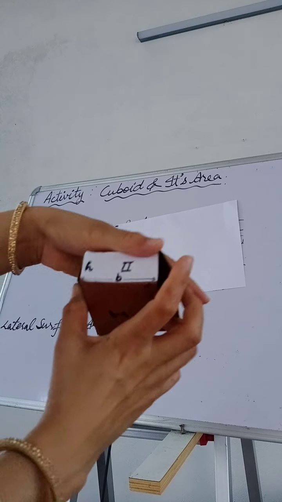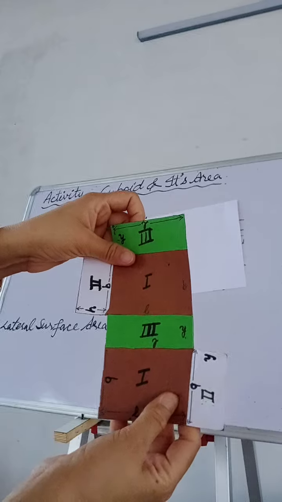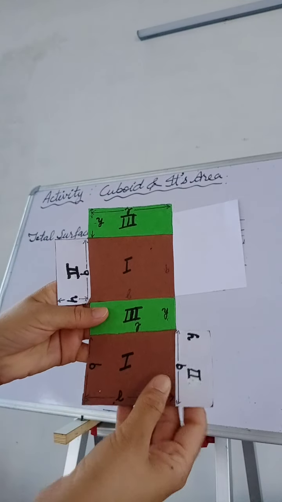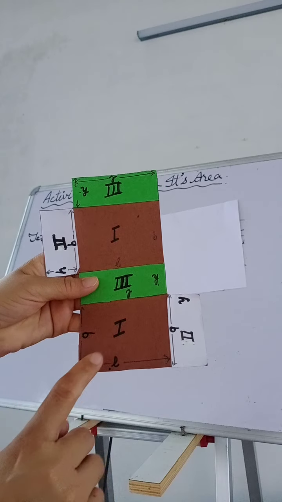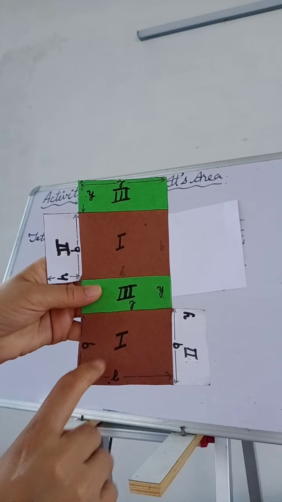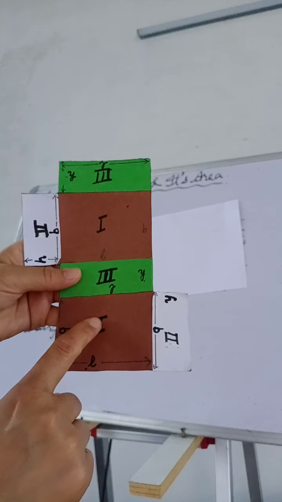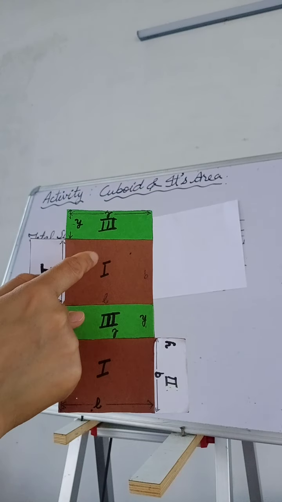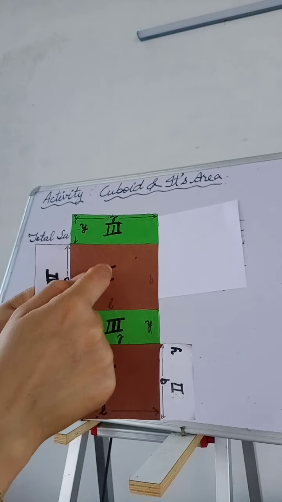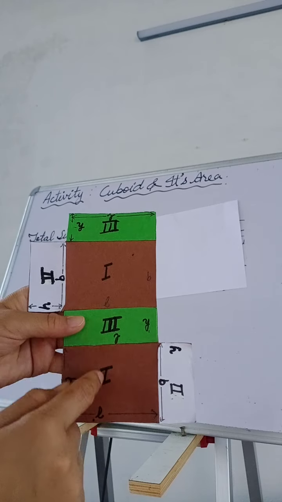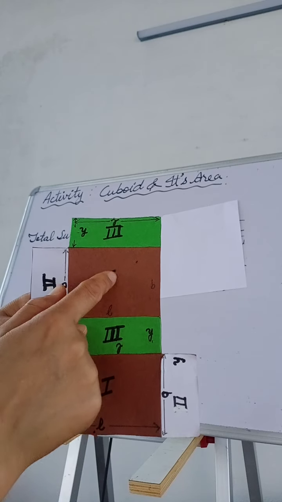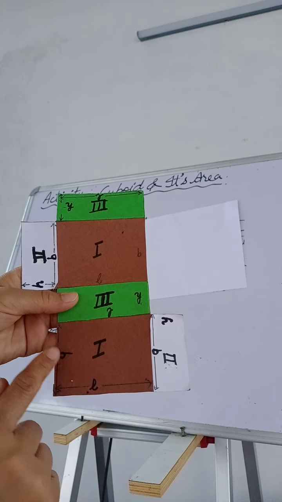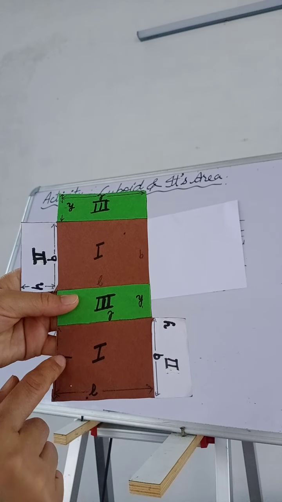I'm just going to flatten this cuboid. In order to find the area, I have marked their dimensions: length, breadth, and marked here region 1. As this region is congruent to this region, I have again marked here region 1. So these are congruent faces, so they have equal areas. So first we will find the area of this face and multiply it with 2.